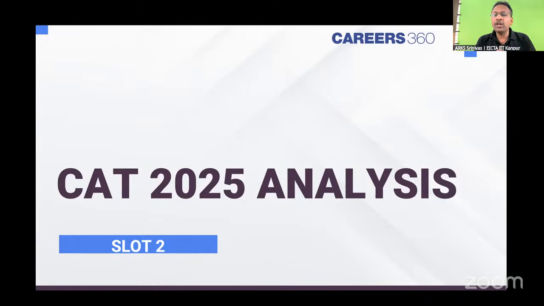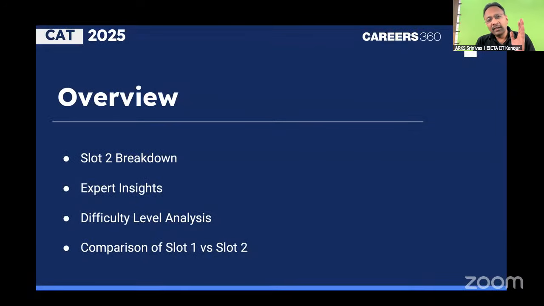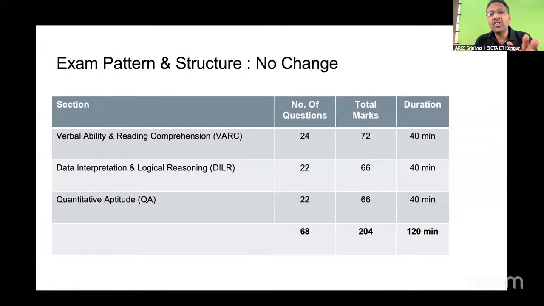Now let's come to slot 2. Well, there are no surprises as far as the basic structure is concerned. Same 68 questions. So in fact, that's expected. Nobody changes this, and we have seen this CAT for dozens of years now. They have not changed anything once the slot starts. So slot 1, slot 2, and slot 3, the broad structure has not changed. However, there are certain changes within the sections as such.